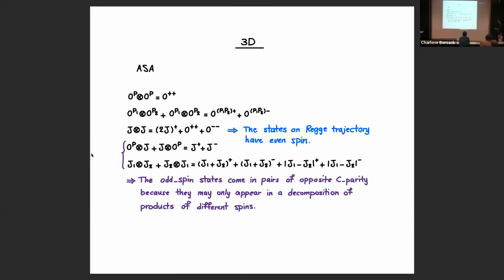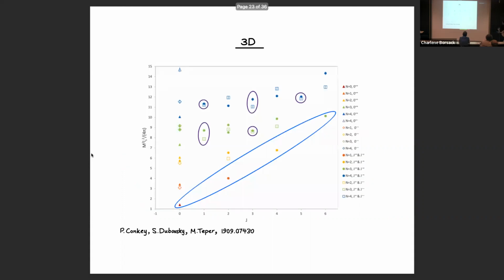and the other one is that the odd spin states come in pairs of opposite C parity, because they may only appear in the decomposition of a product of different spins. And it's exactly what we can see in the lattice data. So the states on the leading Regge trajectory have even spins, and the states with odd spin come in pairs.